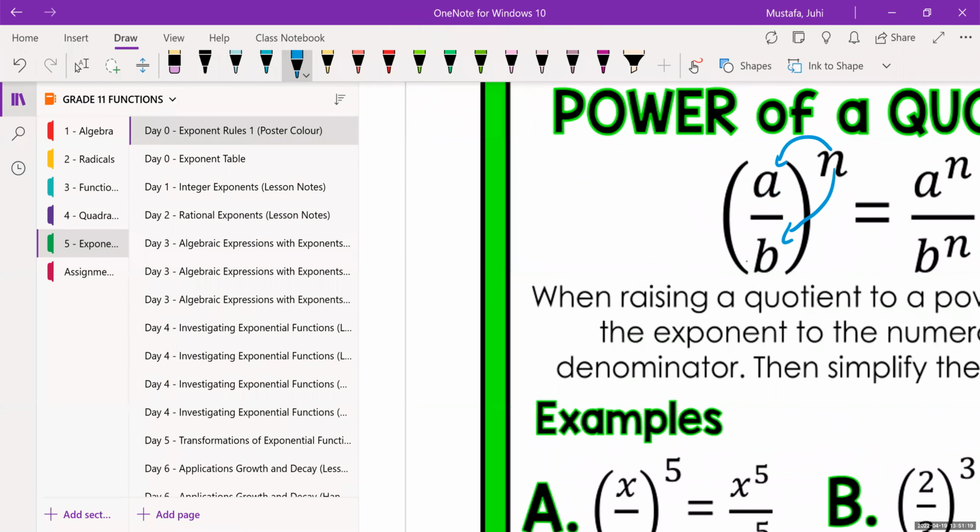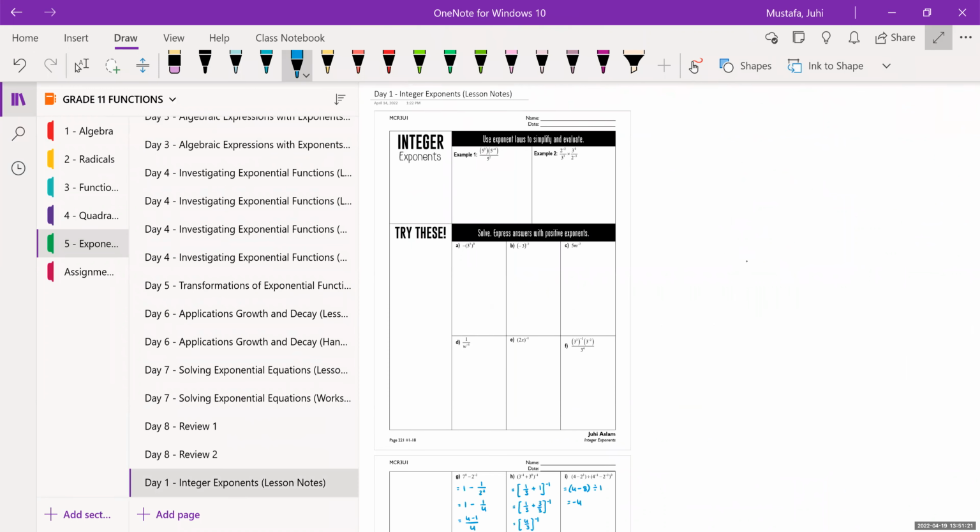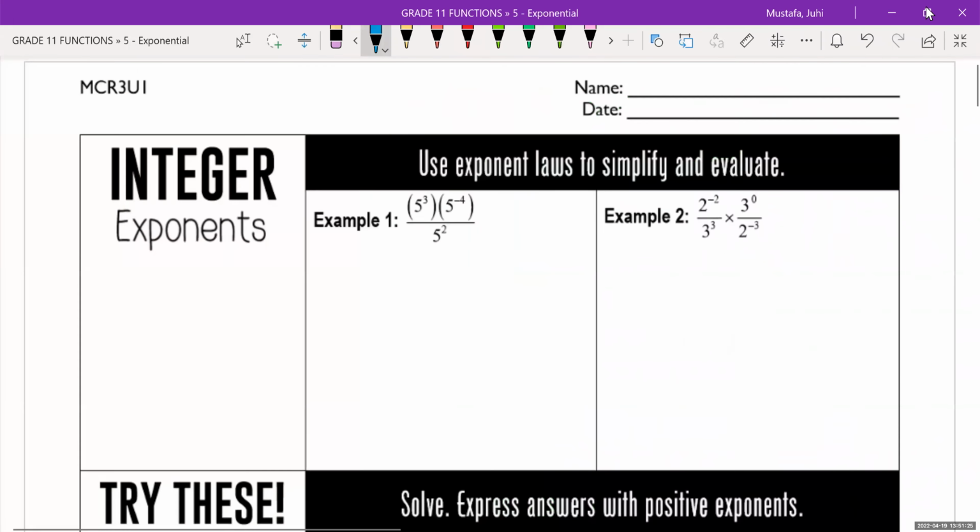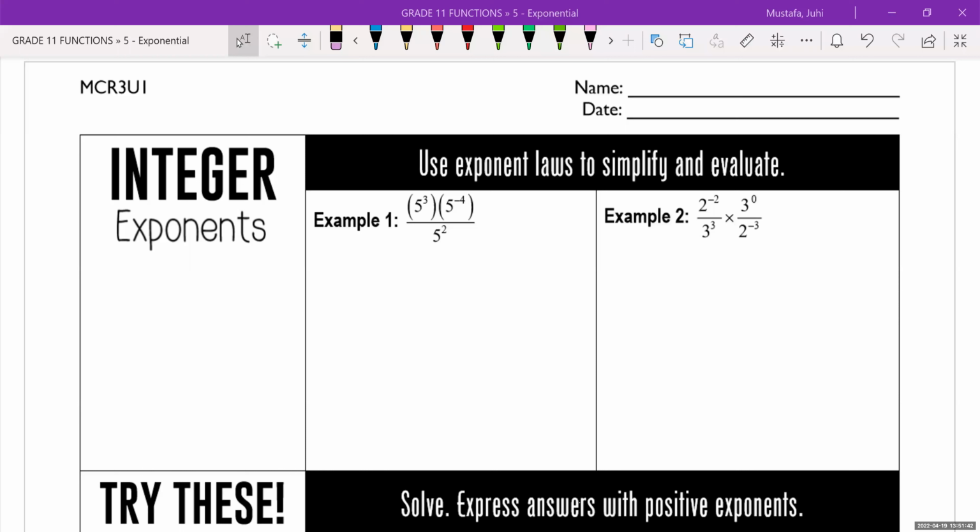All right, so in today's lesson, like I said, it's a little disjointed because I feel like there's no flow. We're going to just do a bunch of different questions and go through the rules as we come upon them. For example, number 1, we have 5 to the power of 3 times 5 to the power of negative 4 divided by 5 to the power of 2.